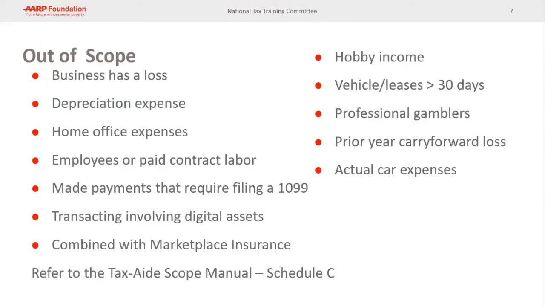This slide lists a variety of out-of-scope conditions. You may want to pause the video to consider them. A couple of the most common scope issues involve businesses with a loss and taxpayers that wish to deduct depreciation or home office expenses.